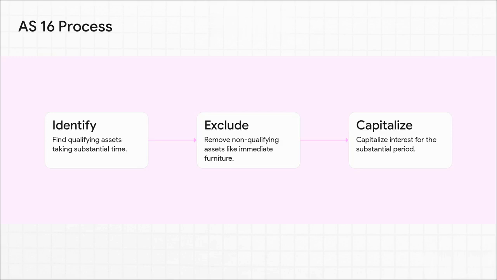Step 1, identify the qualifying assets. The problem tells us the building, plant and machinery, and factory shed took a substantial period of time. Great, they qualify. Step 2, and pay attention because this is the trap. Exclude the non-qualifying assets. The scenario notes the furniture was purchased directly from a local manufacturer, meaning it was ready immediately, zero substantial time, therefore no interest capitalization for the furniture. Step 3, capitalize the interest on the qualifying assets for the substantial period ending March 31, 2025. Follow those steps and you completely dismantle the trap.